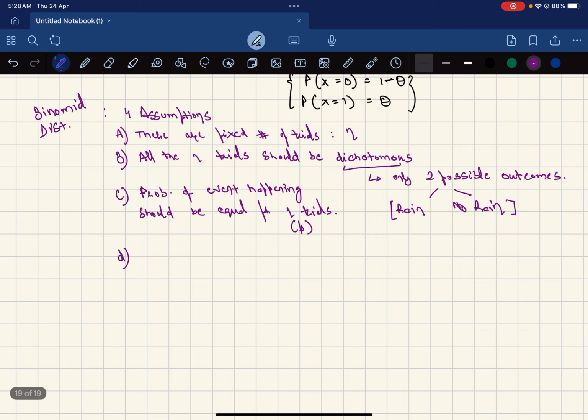Then the fourth assumption is all the n trials should be independent of each other. Now this is very important here because, like we saw, the rule of independence says that the probability of occurrence of an event in a particular trial, let's say trial number 3, is independent of whether the event has happened in any other trial or not. So the result of any other trial would not affect the result of this trial. So if you are considering, let's say, trial 3, the probability of success is p. It is independent of any other trial or the result of any other trial. The probability still remains p. So these are the 4 major assumptions of a binomial distribution.